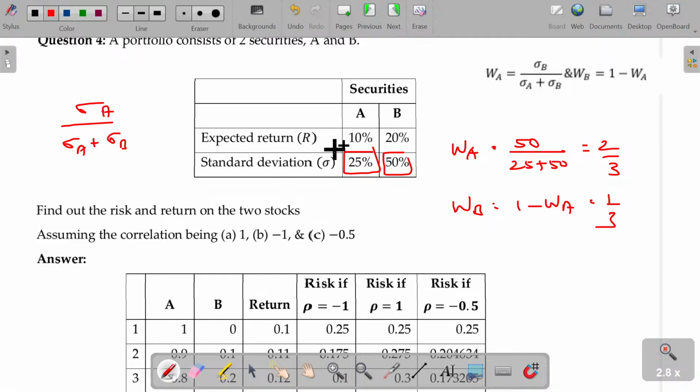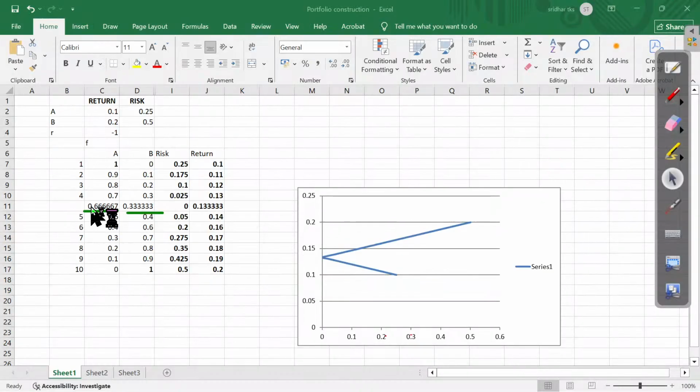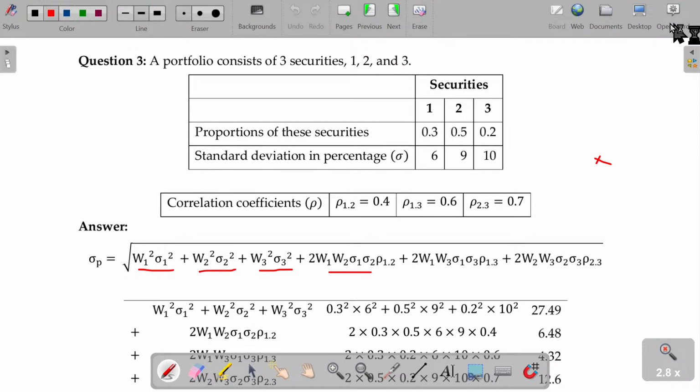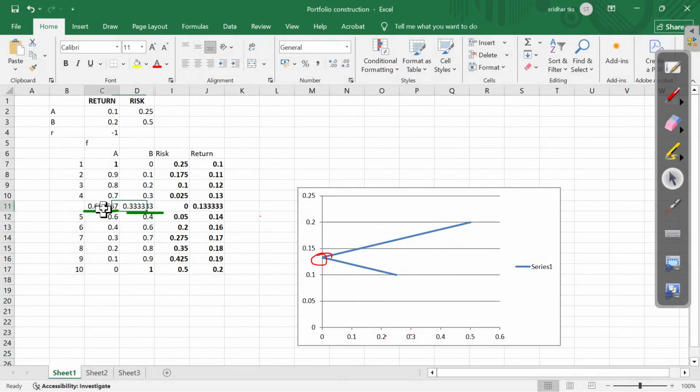Is that okay? That's how we got the answer, and I calculated this value here. Because of that reason only we touch this point. Else we cannot touch. If I make it 0.5, what happens? Then it will not touch because it's not a perfect combination.